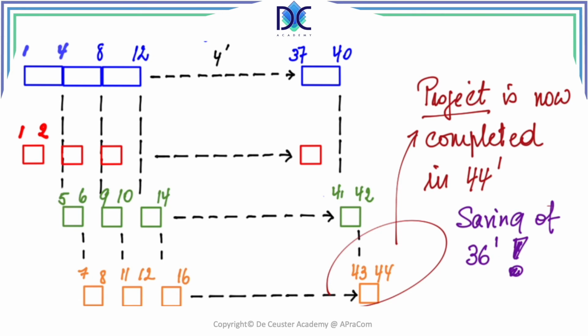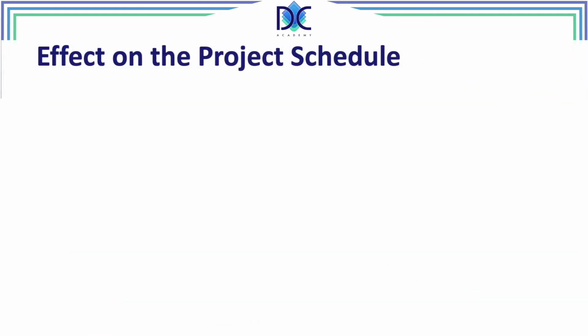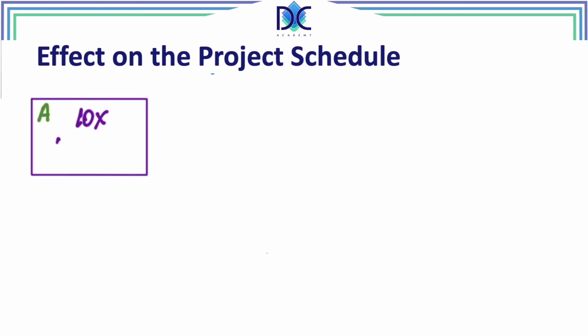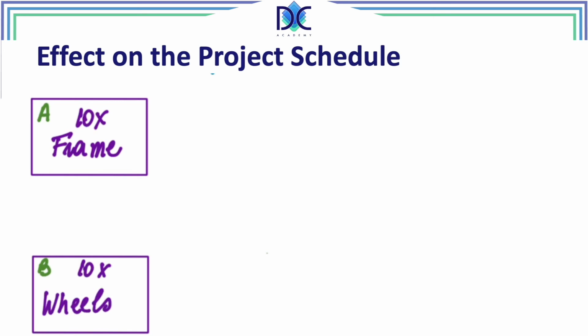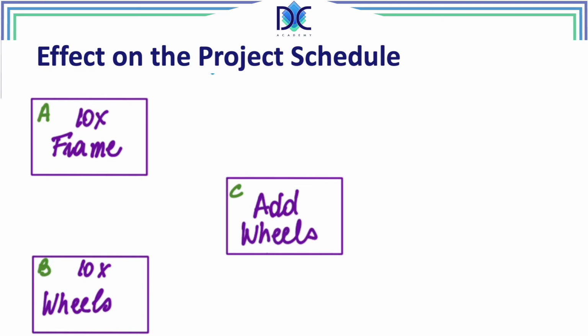Let's now have a look at how this looks on the project schedule when I draw a new project schedule. And we start with the reviewed project schedule, where we have the activity A, 10 times the frame. We have activity B, where we create the 10 pairs of wheels, and we start working on adding the wheels to the frame once we have 10% finished of the frames and the wheels. Now the last step here, we have the timing.